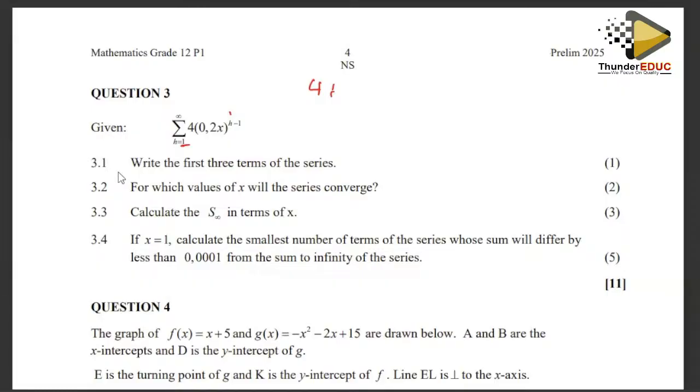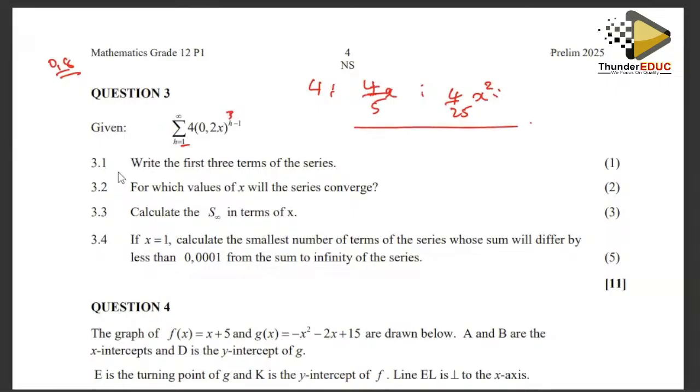Okay, from my calculator, if I do the substitution, I'll get 0.8x. And I know that 0.8 is the same as 4 over 5. Let me just leave it as a common fraction. And then if I replace H with 3, then it's going to be 0.2 squared, which is 0.04, which means it's going to be 4 over 25, but with x squared. Okay, so those will be the first 3 terms.